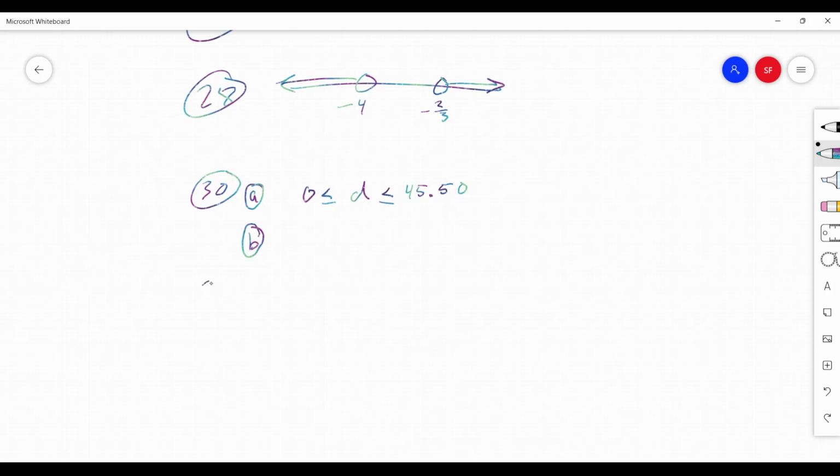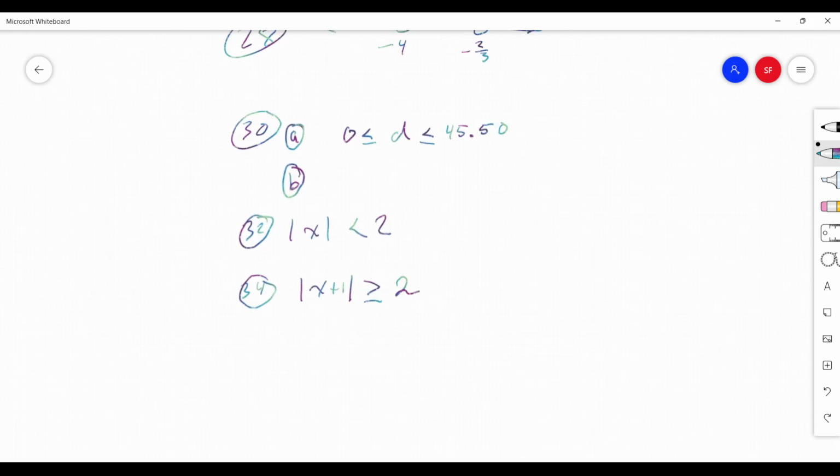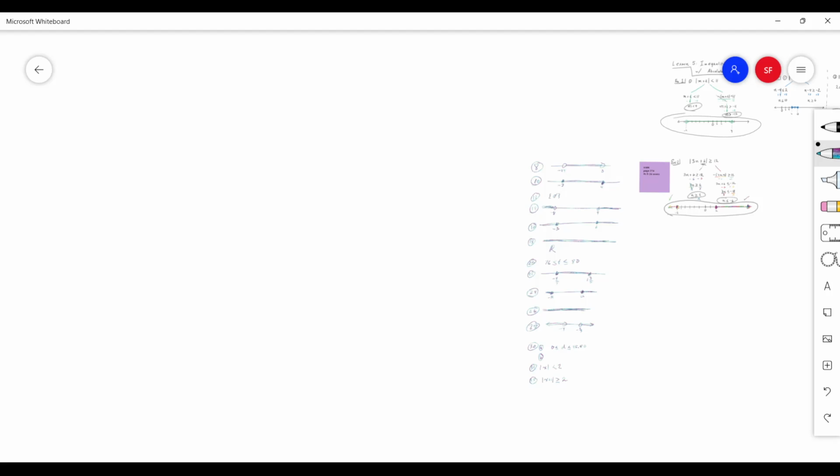Number 32 is the absolute value of x is less than 2. And 34 is absolute value of x plus 1 is greater than or equal to 2. What questions do y'all have on those problems?